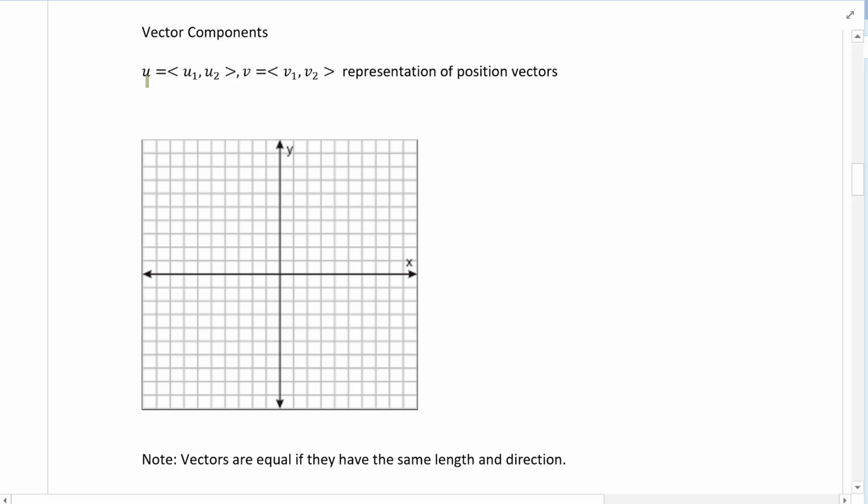Let's talk about vector components. A vector can be written using u1, u2 with these arrows here, and another vector can be written v1, v2. These are representations of position vectors. So if u1 is here and u2 is here, then this vector here is vector u.